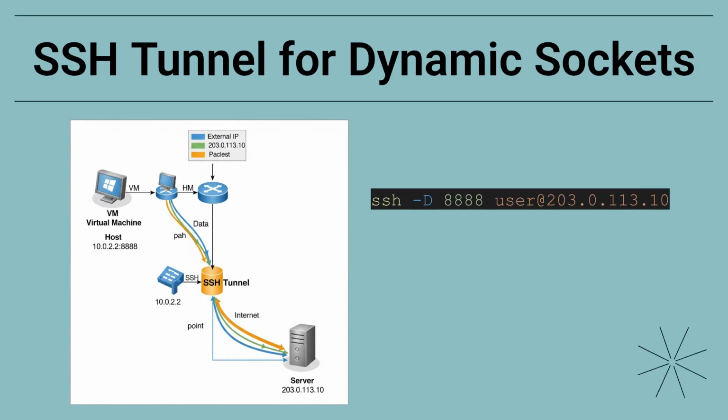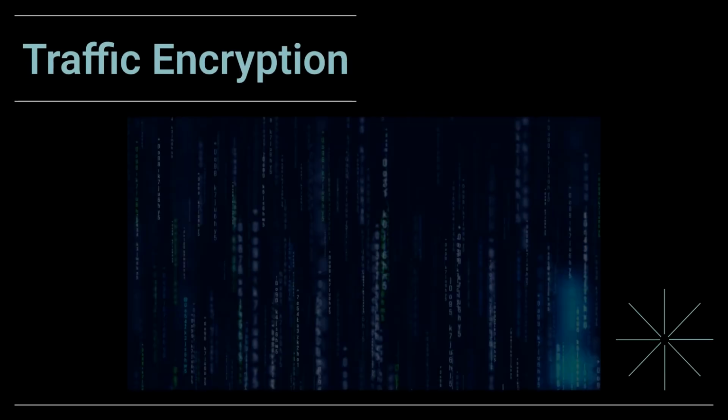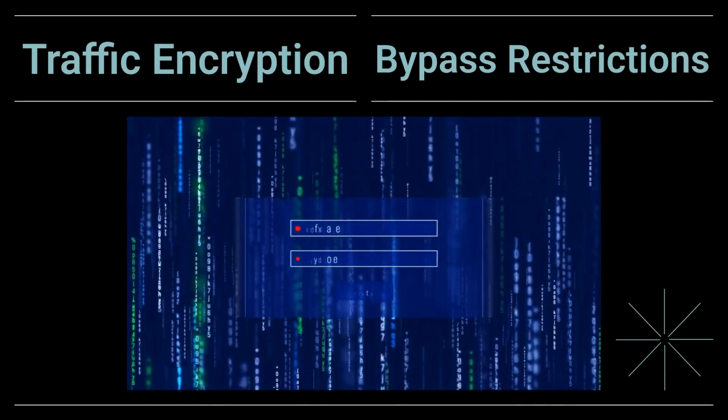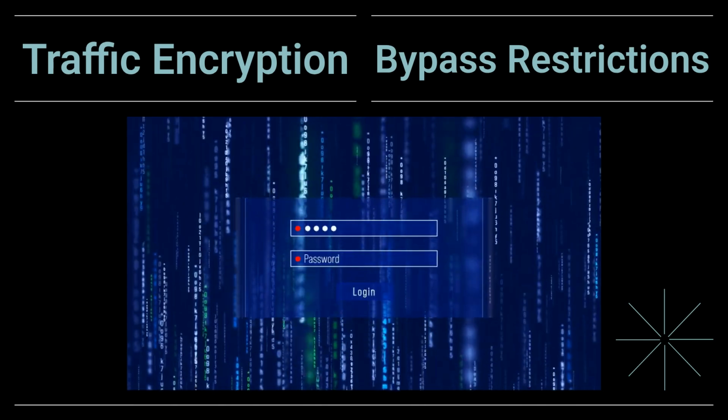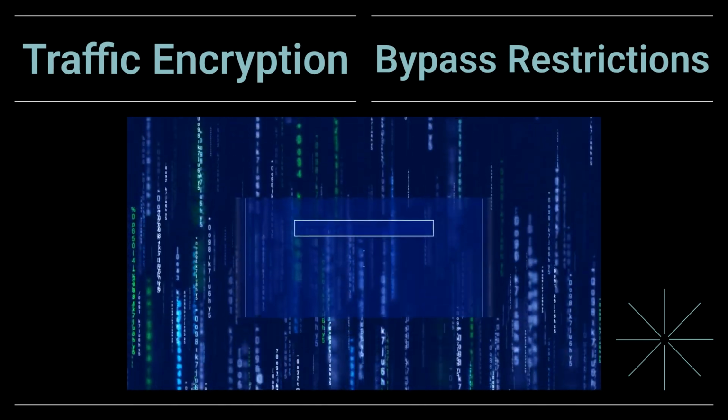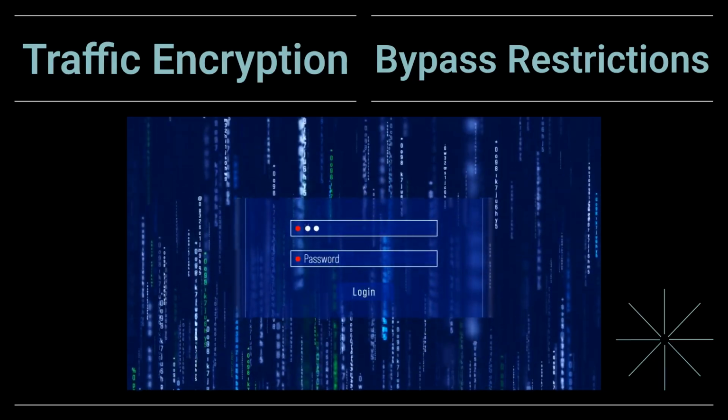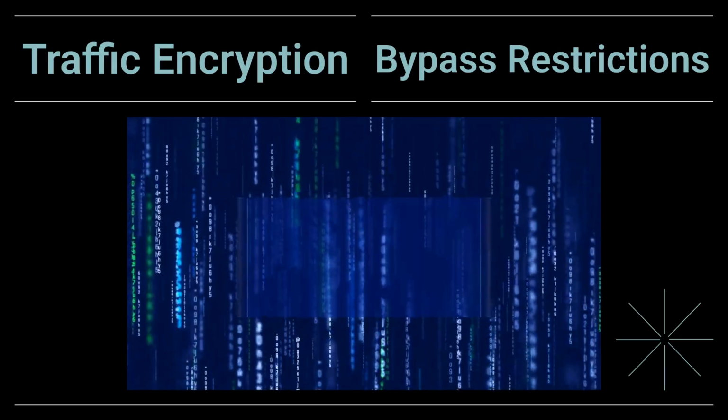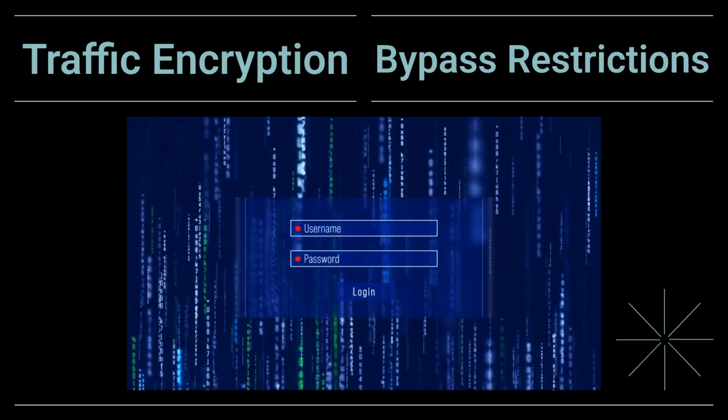From the host, an SSH Dynamic Port Forwarding command creates the SOCKS5 proxy. This uses the -D flag to establish an encrypted tunnel to a remote server, like 203.0.113.10. All traffic from the VM now flows through this secure SSH tunnel. This setup is crucial because it encrypts all traffic. Once inside the SSH tunnel, your data is secure from eavesdropping and inspection. This process effectively bypasses network restrictions, making your activities appear as simple SSH traffic.